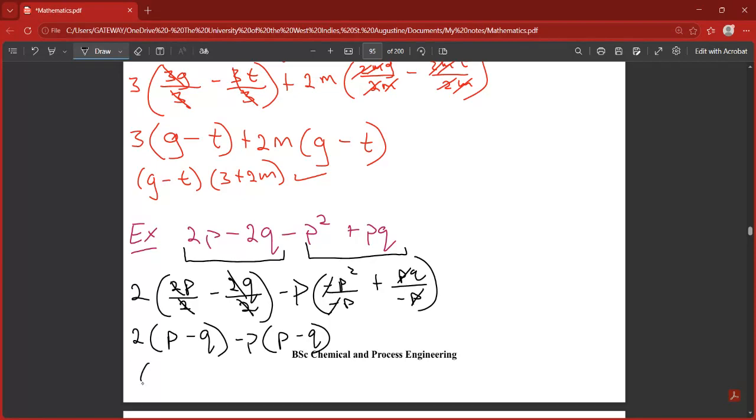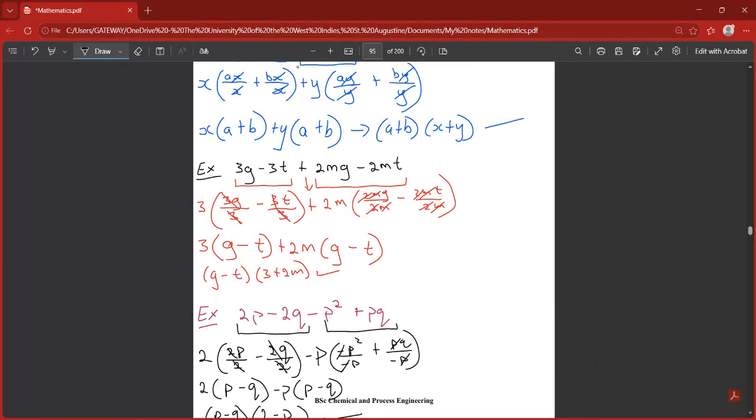So now we can clearly see that p minus q is common, so I wrote that in brackets and I put the remaining term in the other bracket, which is the 2 and the minus p. And that is our answer there. So you guys understood this recap of factorization by grouping, right?